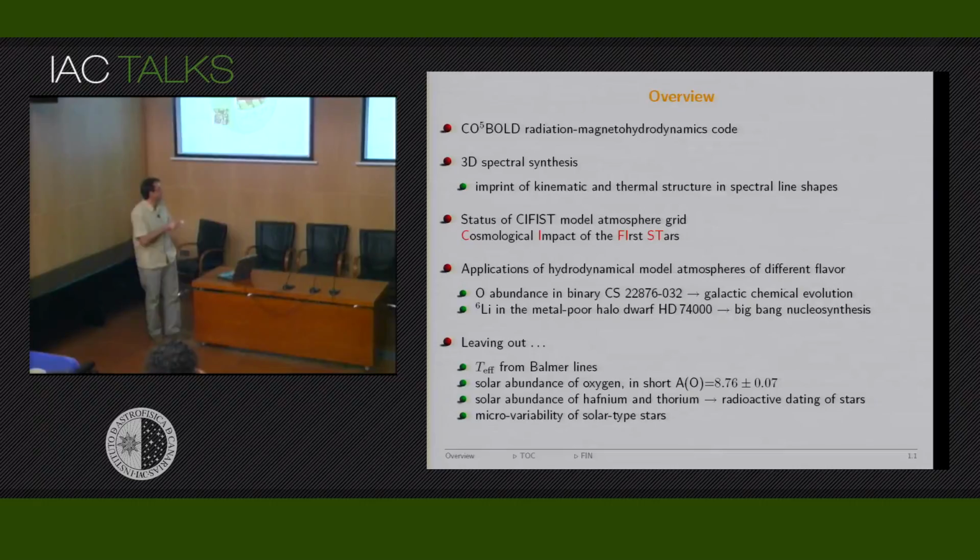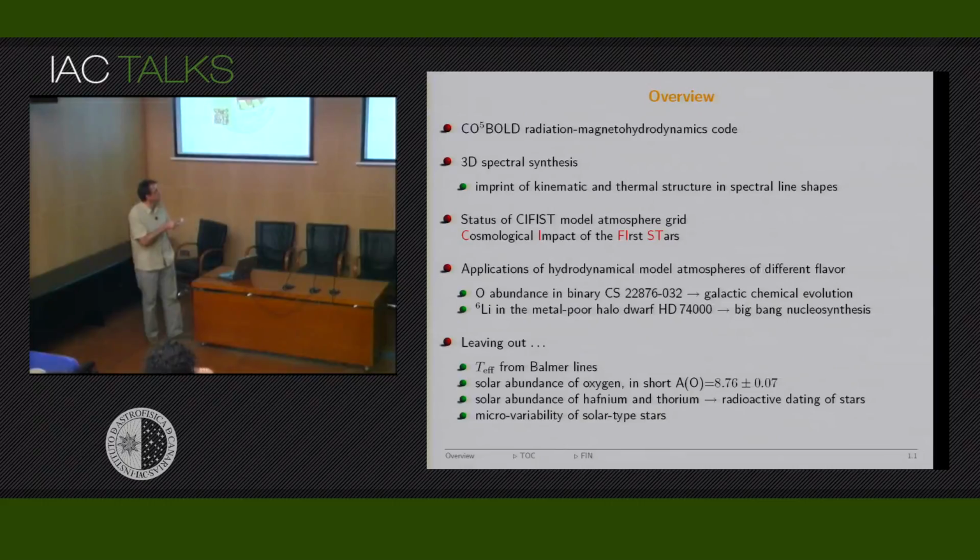An interesting subject that we in the CIFIST team have been also recently working on is the solar abundance of hafnium and thorium. This is precursory work that we have been doing for using this pair of elements for the radioactive dating of stars, something that becomes more and more now in the mainstream of cool star research. And last but not least, something that I dubbed the microvariability of solar type or late type stars. What I mean by this is that convection at the surface of a late type star produces an imprint in form of granulation.